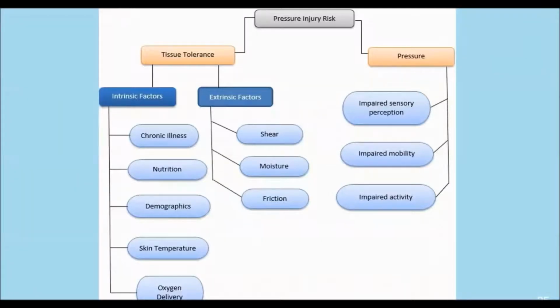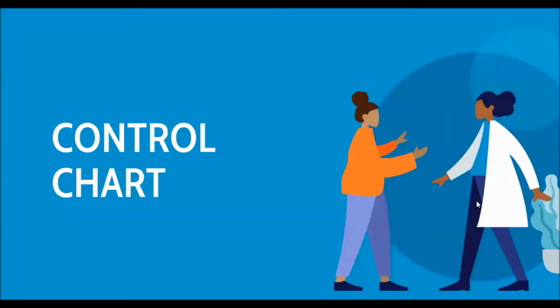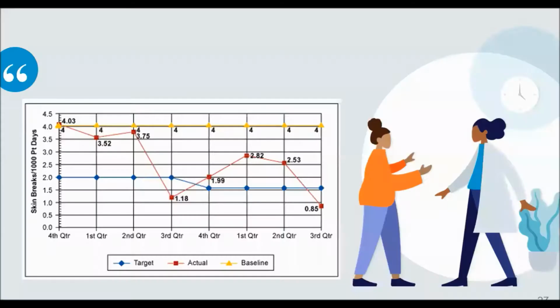I will mention quickly about the pressure injury risk. It's divided into two, the tissue tolerance and the pressure. The intrinsic one is about chronic illness, nutrition, demographics, skin temperature, oxygen delivery. And the extrinsic factors are about the shear, moisture, and friction on the skin. The pressure will impair sensory perception, impaired mobility, and impaired activity. The control chart will be about the target, the actual, the baseline.